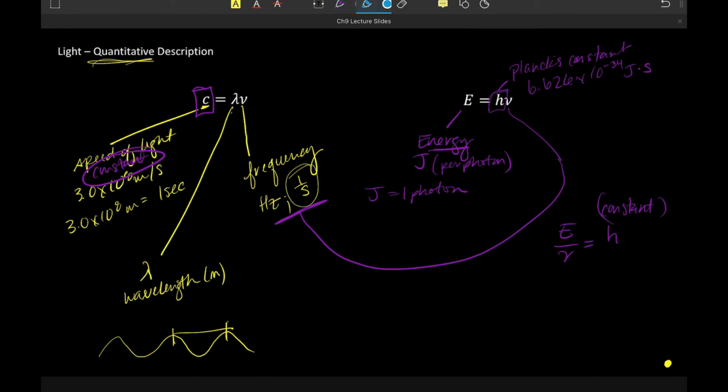Now, looking at these equations, we can tease out one more equation between energy and wavelength. We can write a relationship for energy and wavelength using your math skills. Think about it, see what you can come up with, and bring that to class next time.